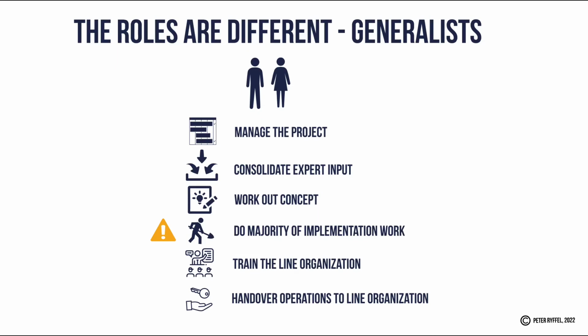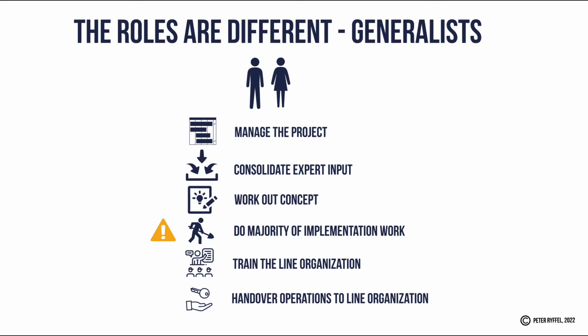The pi-shaped generalists will manage the project. They collect and consolidate expert input and work out an overall concept. Whenever possible, they will perform the implementation tasks by themselves in order to minimize the time consumption of the functional experts. This is very important, as the functional experts have to earn the money for the company. Literally, their time is money.